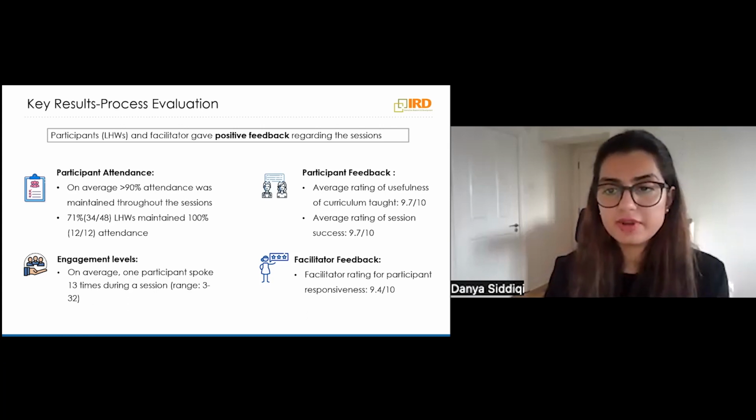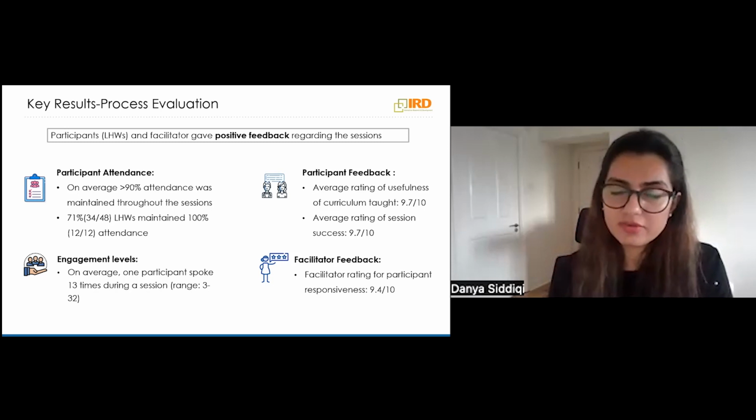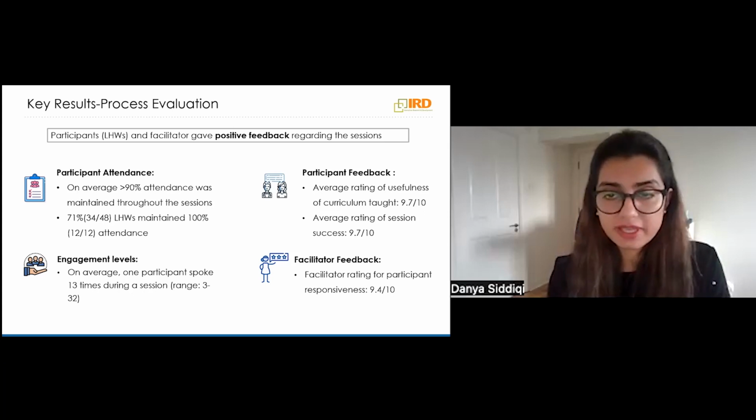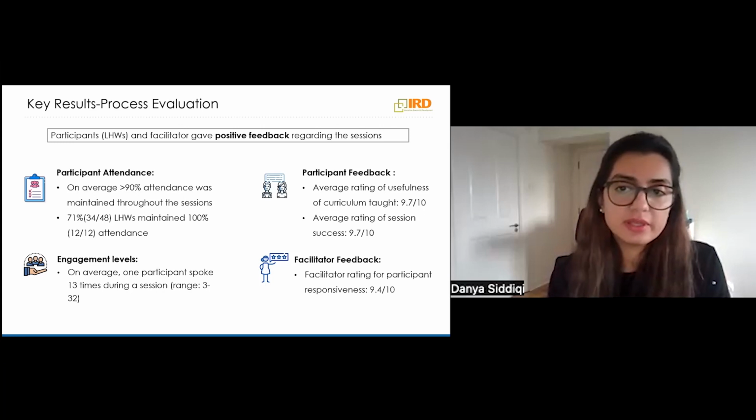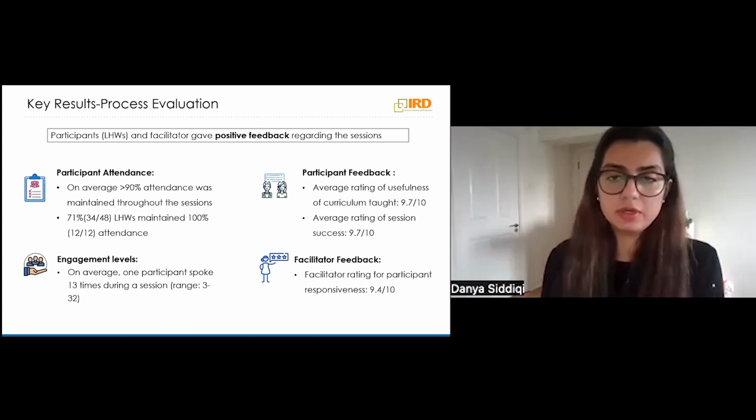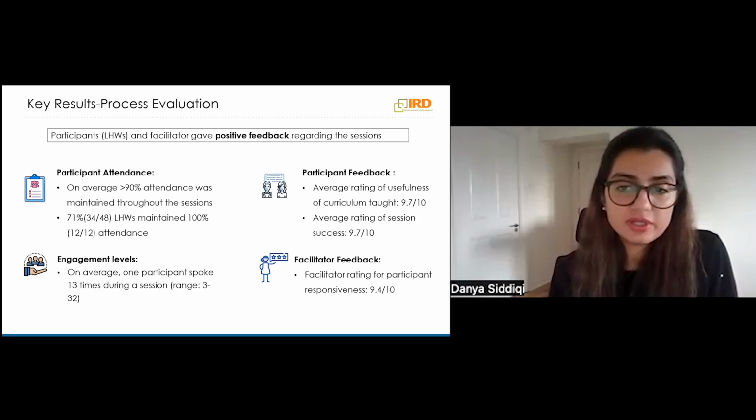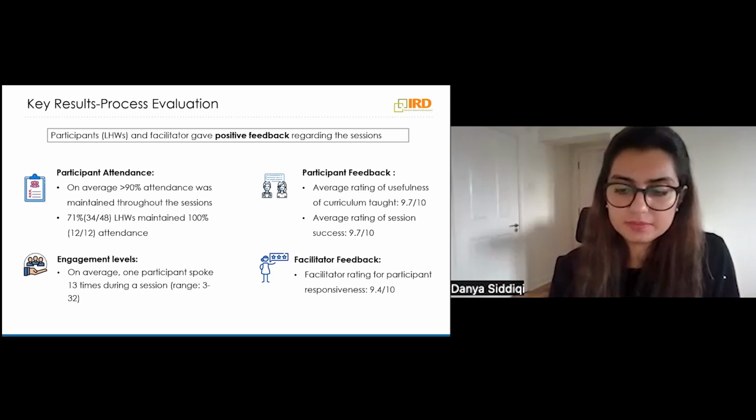And then as far as the participant feedback is concerned, we asked the participants to rate each session after it had completed through a short survey. The average rating that the participants gave regarding the usefulness of the curriculum was 9.7 out of 10. And the average score that they gave to the success of the sessions was also 9.7 out of 10. In addition, we also requested the facilitator to share their feedback at the end of each session. Based on what the facilitator provided, the average rating that the facilitator gave to the participant responsiveness was about 9.4 out of 10.